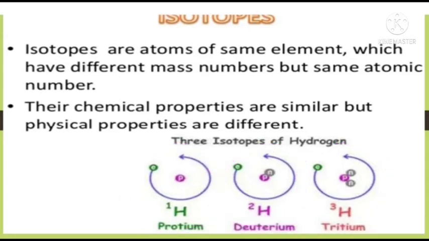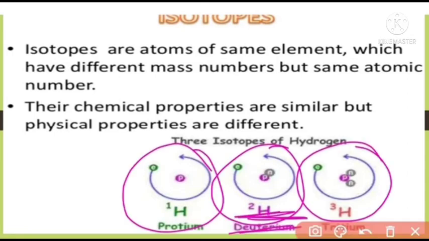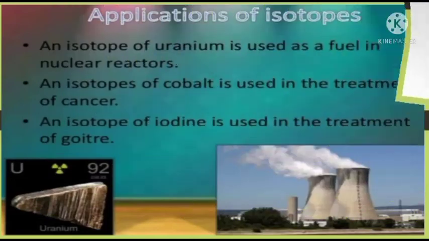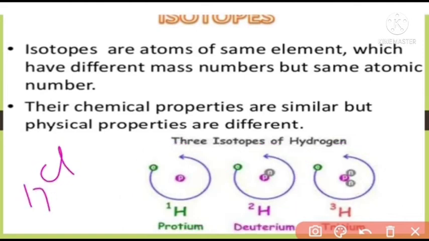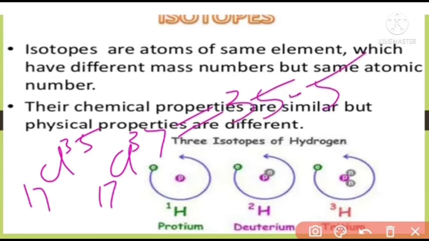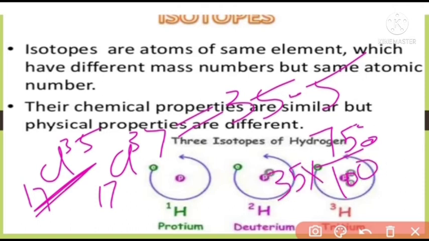Next, the isotopes of chlorine. Chlorine exhibits 2 types of isotope: chlorine 17-35 and 17-37. The atomic mass is an average calculation, 35.5, because chlorine 35 is present at 75% on earth, so the mass is multiplied by 75%, and chlorine 37 is present at 25% on earth.